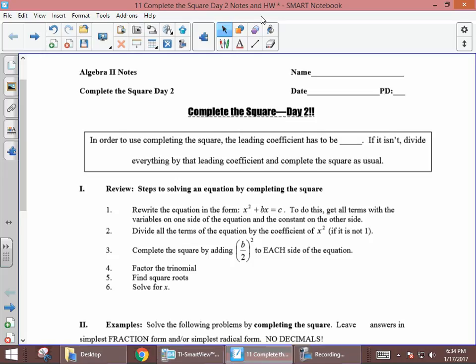Okay, so this is Complete the Square Day 2. You already have this paperwork. It is with Complete the Square Day 1. It is the third page. All right, in order to use completing the square, the leading coefficient has to be a 1. If it isn't, divide everything by that leading coefficient and complete the square as usual.